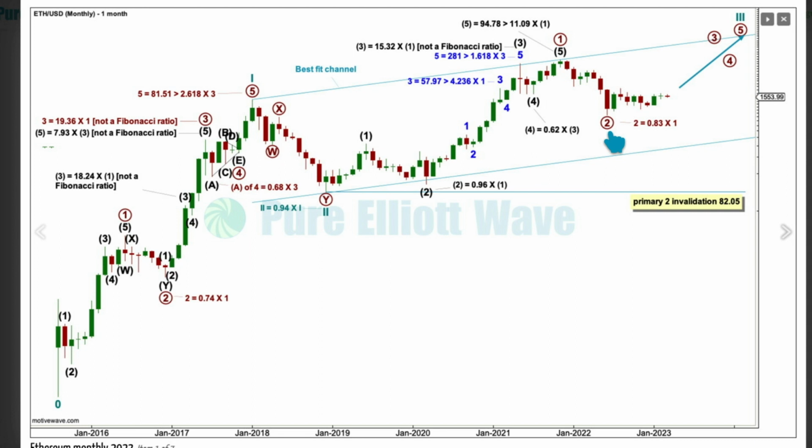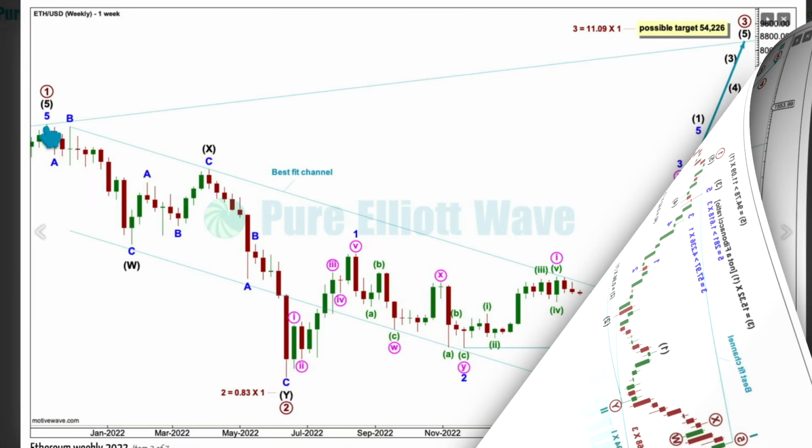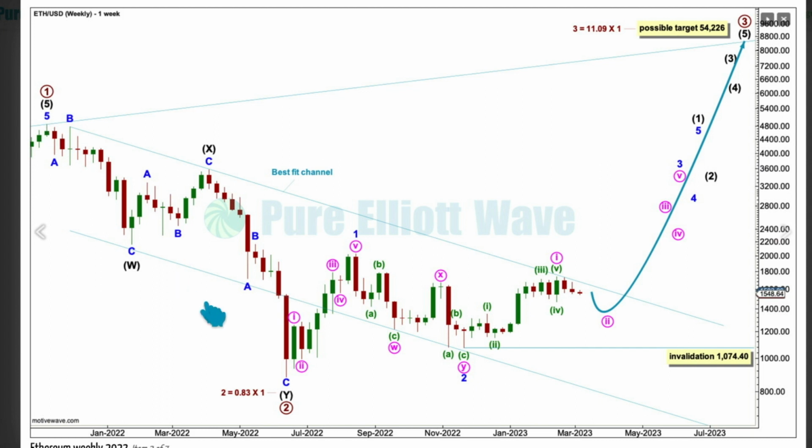Let's take a look at my first weekly chart. From this high up here, the end of primary 1, if primary wave 2 is over here, it subdivides very well as a double zigzag, W, X, Y. If primary 2 is over here, then primary 3 should have begun. A potential target for primary 3 is for it to reach 11.09 times the length of primary 1. That would see it end at 54,226.